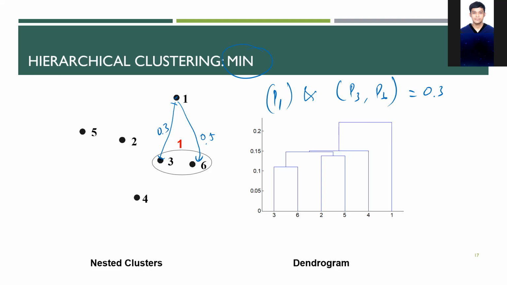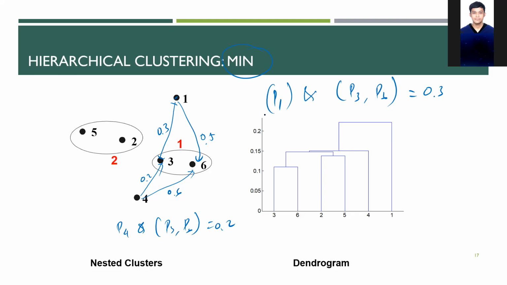Also for P4, for example. P4 to here, we have to calculate the distance between 4 and 3 and 4 and 6. If we use the smallest one, for example, this is 0.2, this is 0.6, then the distance between P4 and P3, P6 is 0.2. Okay.